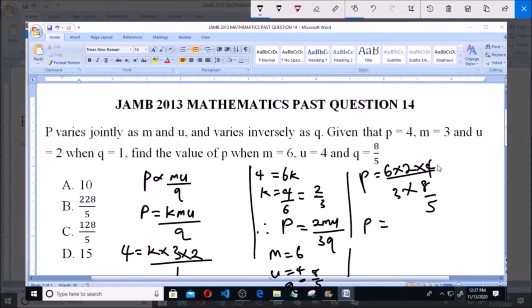6 times 2 will give us 12, and 12 times 4 will give us 48. So we have 48 all over. Now 3 times 8 over 5 will give us 24 over 5.